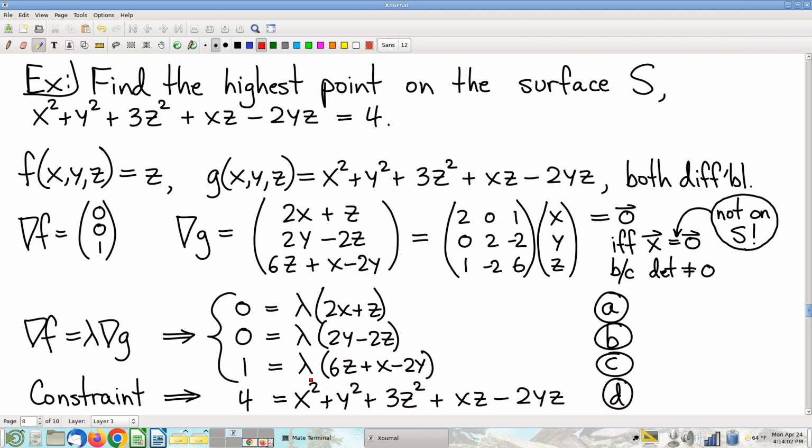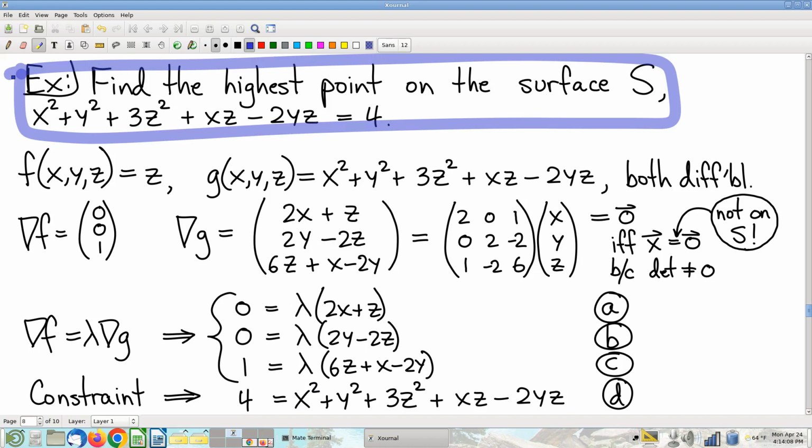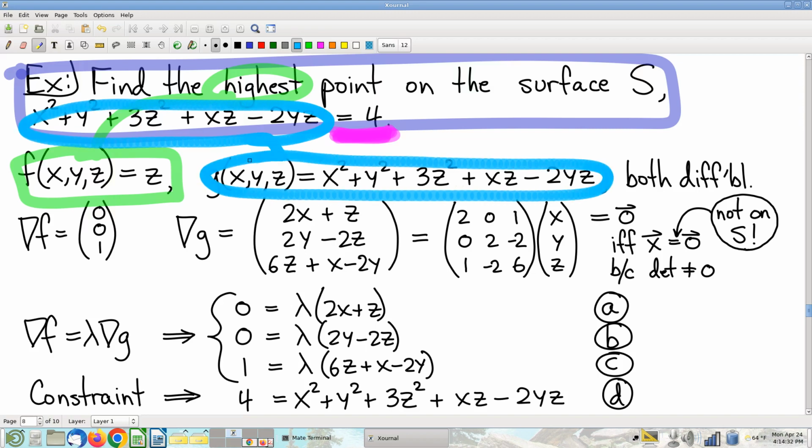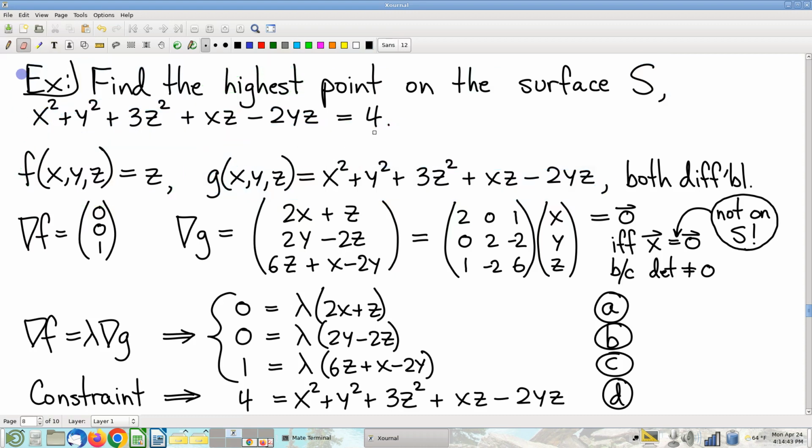Anyway, here we go. Example: we want to find the highest point on a certain surface with a certain equation. This is a constrained optimization problem because highest means I want to make z as big as possible. Notice that my constraint is a level set. It's already written as a level set. I don't have to shuffle terms around. Specifically, I am looking at a level set of that function. So I've got my objective function. I've got my constraint function, and now we follow the rules. We play the game.